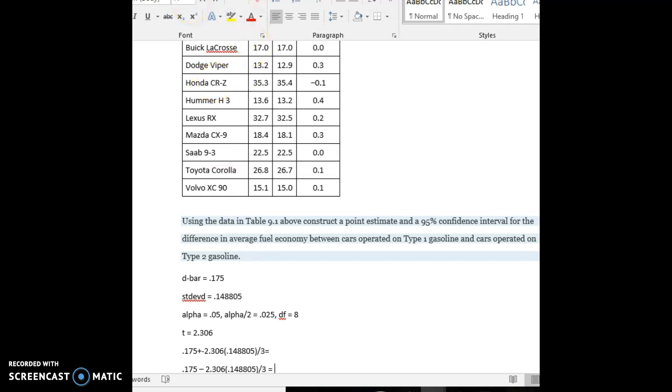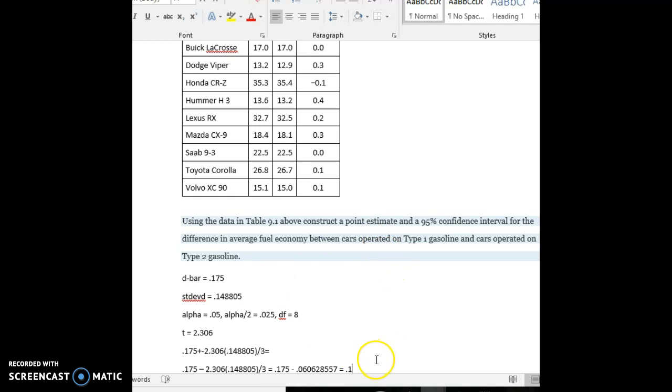I'm going to go ahead and stick that into my calculator. So this gives me 0.175 minus 0.060618557. Now I get 0.114371443, but since our original calculations up here in the difference were to the tenths place, I'm going to round to the tenths place, so that's 0.1.